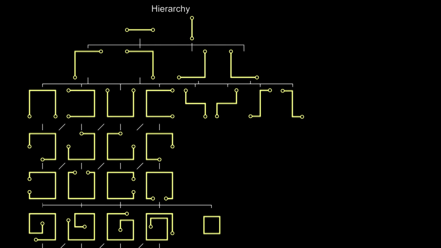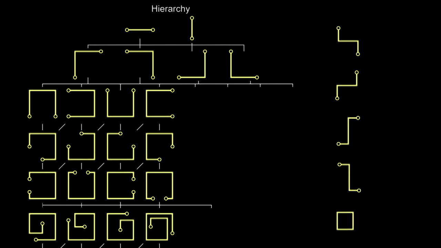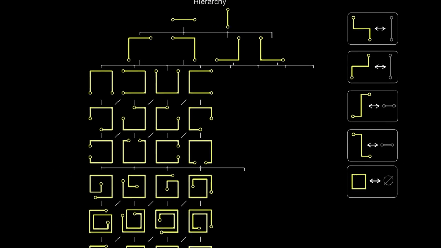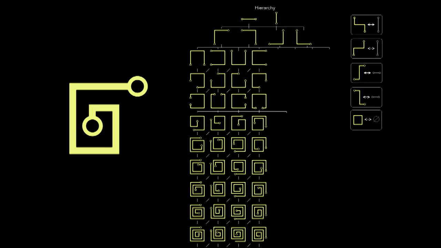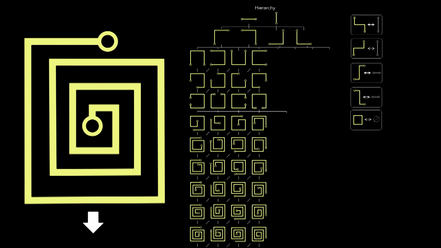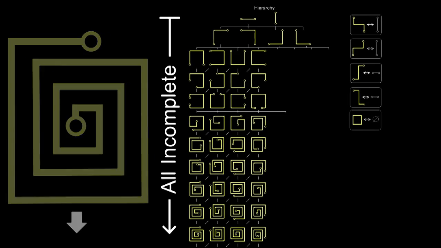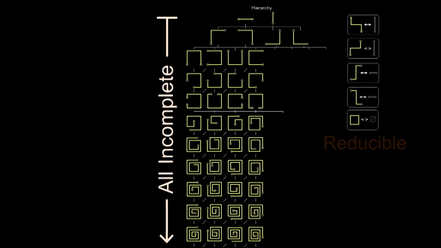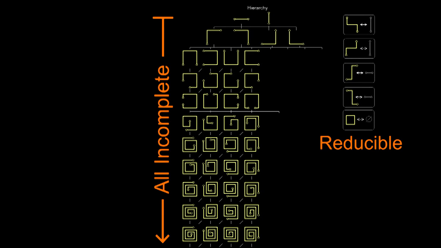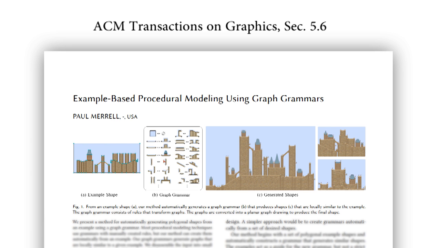Here we built a hierarchy, and we found rules that can reduce most of the graphs in the hierarchy, but not all of them. There are still some graphs that cannot be reduced. Some graphs can continue spiraling in circles forever, but none of these graphs are complete. We can prove this. We can prove that every graph in this hierarchy is either reducible or incomplete. This is a complicated issue. I'll discuss this more in another video and in my paper.